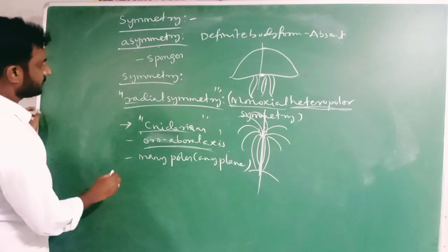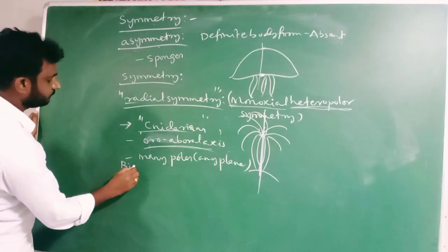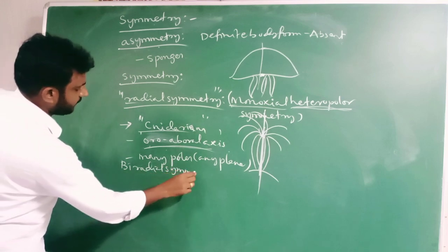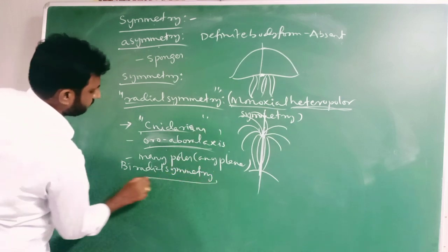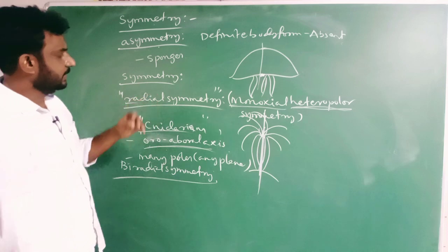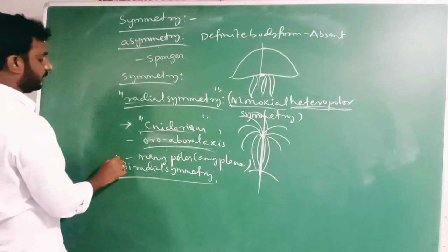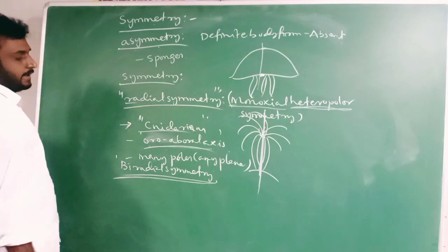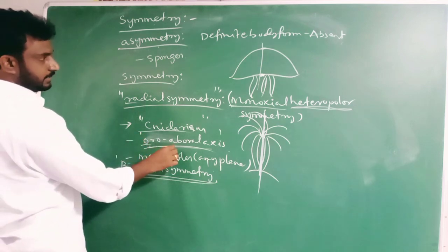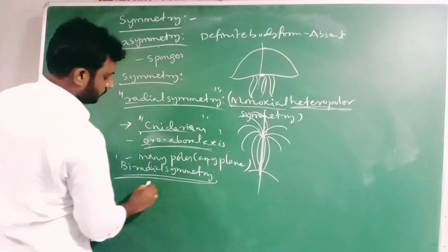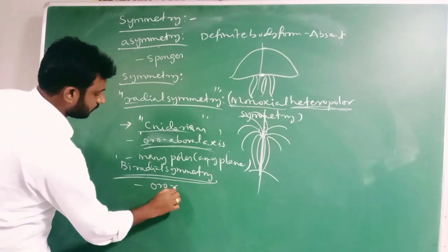Then one more is there, that is biradial symmetry. In radial symmetry, how many planes are present? Many planes. But in biradial symmetry, only two planes. Only one axis, the oro-aboral axis.